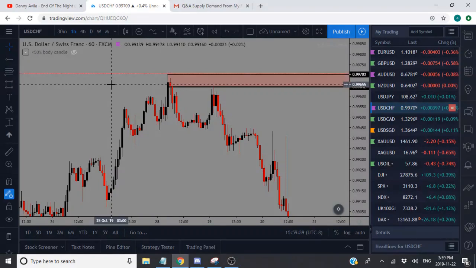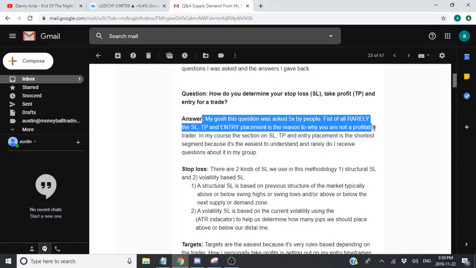Okay, so let's just get straight into it. First of all, let's just get this out of the way. Rarely is the stop loss, take profit, or entry placement the reason why you are not a profitable trader. That is bullshit. That is most likely not the reason. Okay. Secondly, just because I do this does not mean that you should do this. If you're finding success in something else, you should probably stay with it.